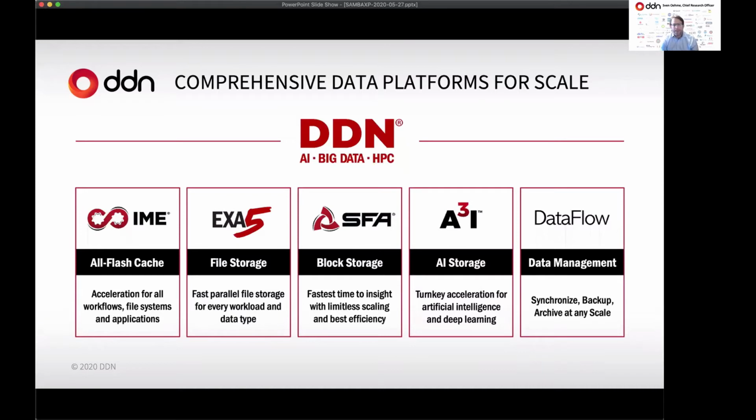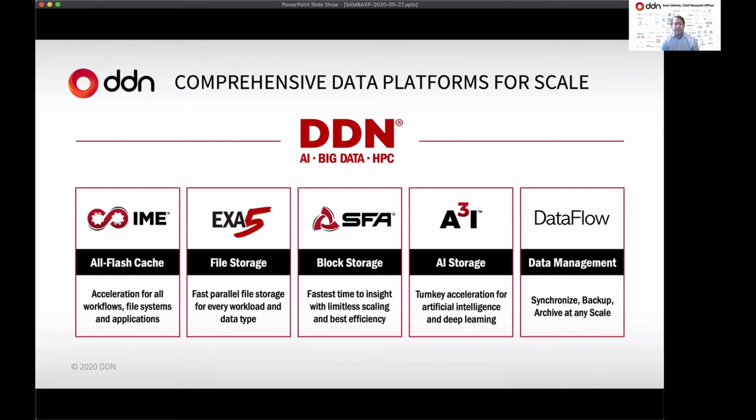Then we have our Exascaler 5 product, which is essentially a hardened enterprise version of Lustre. DDN owns the former Whamcloud development organization that was part of Intel, which is the main driver behind Lustre open source development. So we do about 80% of our code commits into the Lustre open source space. So we're by far the largest contributor to Lustre. And so Exa 5 is essentially our enterprise version. It has a lot of additional capabilities on top of what the open source version provides. And we sell this under our Exa 5 brand.